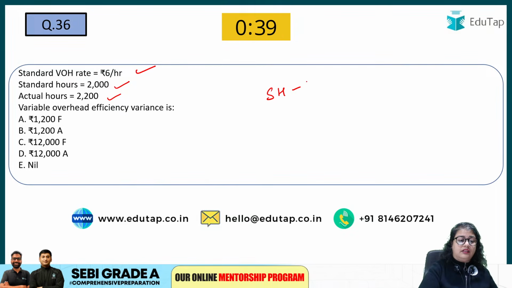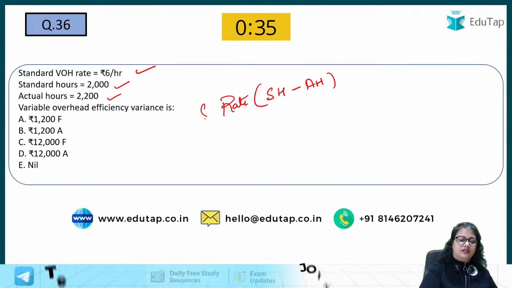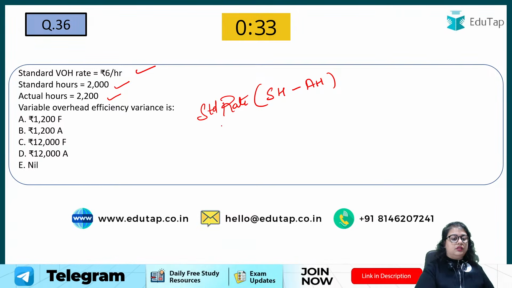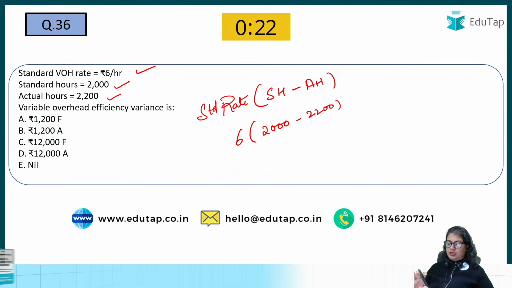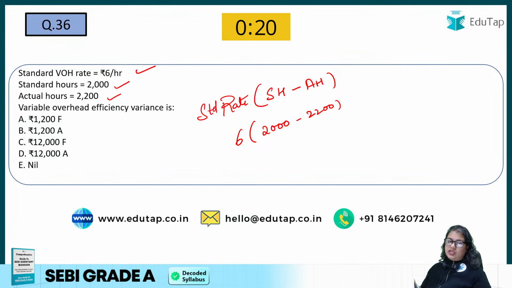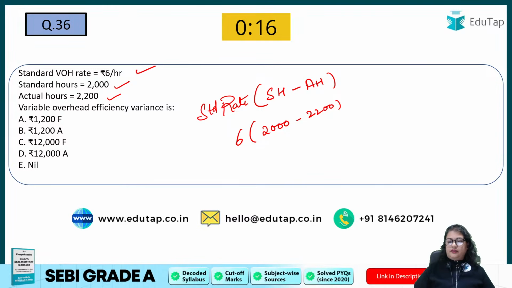Standard hours minus the actual hours into the standard rate. So the standard rate is 6 into standard hours, 2,000, minus the actual hours, 2,200. That means for a given amount of work, we were told to take 2,000 hours, but the actual hours taken were 2,200. So of course this is an adverse situation, and the answer will come in adverse.